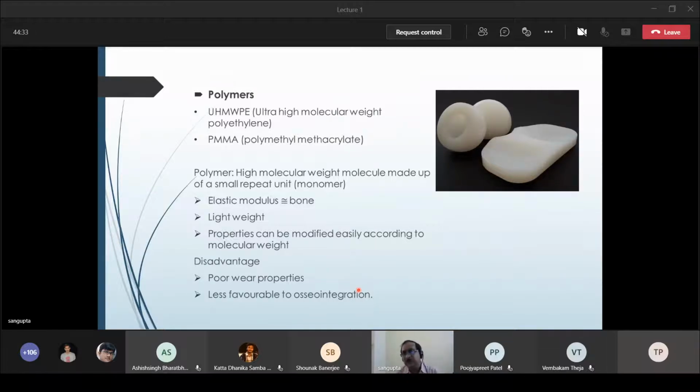polymer with bone interface is always a big problem. Okay, you cannot generate some porous coating on that, so it's always loose, and with generation of wear particle debris, it can react with bone very easily.